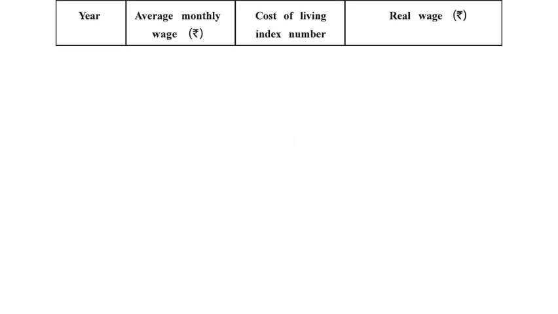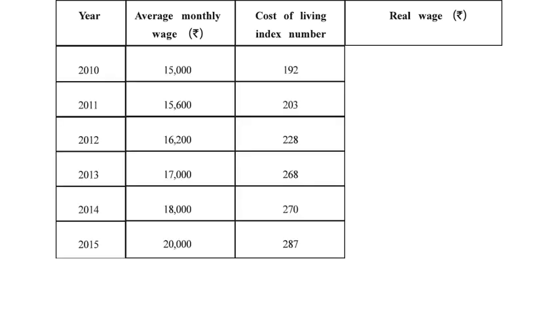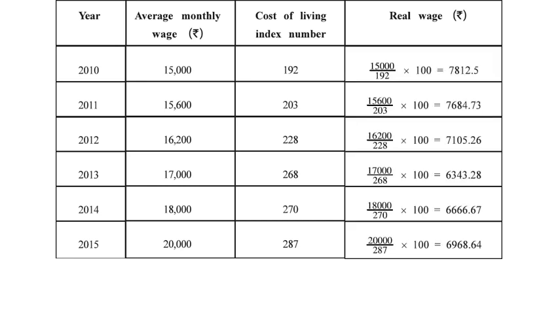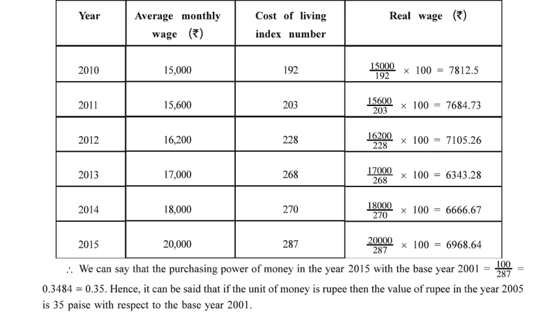Year, average monthly wage, cost of living index number, real wages. Write down the years, write down the question, and once you are done with the question, as I told you, wage divided by index number into 100 for each and every year. So are you getting my point here? If you check out the answer, the wages are actually reducing because the cost of living increases more than the increase in the wages. That way your real wage is actually decreasing.